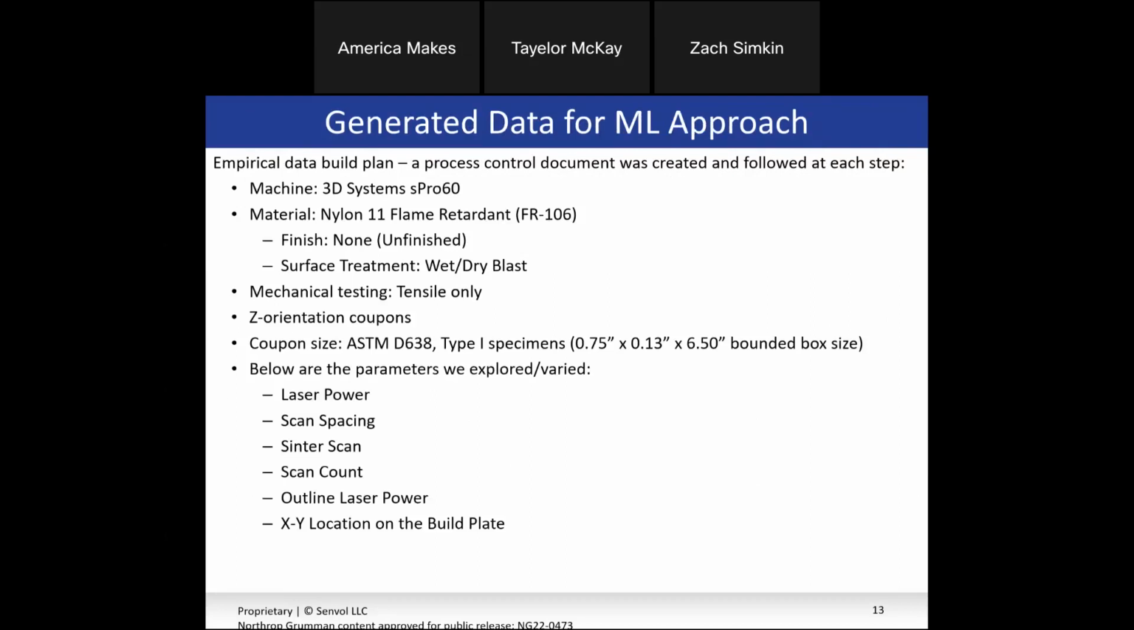And lastly, here's a look at the 6 parameters that we varied and explored. So it was laser power, scan spacing, sinter scan count, outline laser power, and then lastly, the XY location on the build plate.